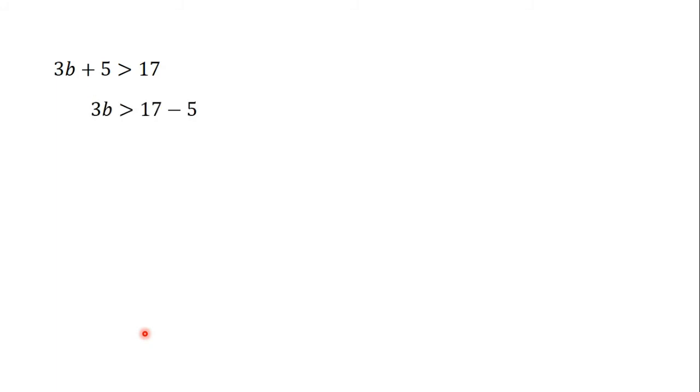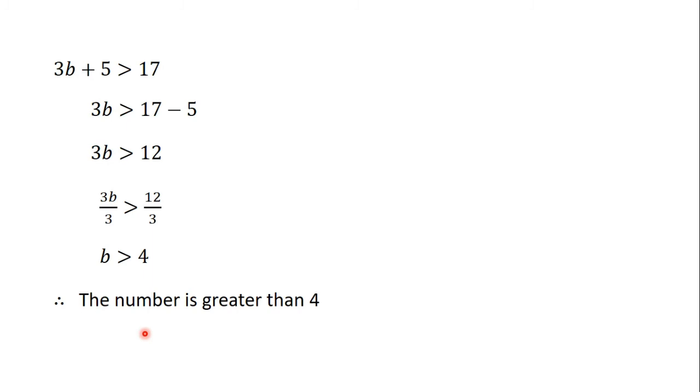If you are solving this, you are going to have 3b is greater than 17 minus 5. 3b will be greater than 12. We divide both sides by 3, as we've been doing all along. And b will be greater than 4. So the range of values is that b is greater than 4. So any number that is greater than 4 will satisfy the condition that was given to us. So b greater than 4, which means that we can now say that therefore the number is greater than 4.